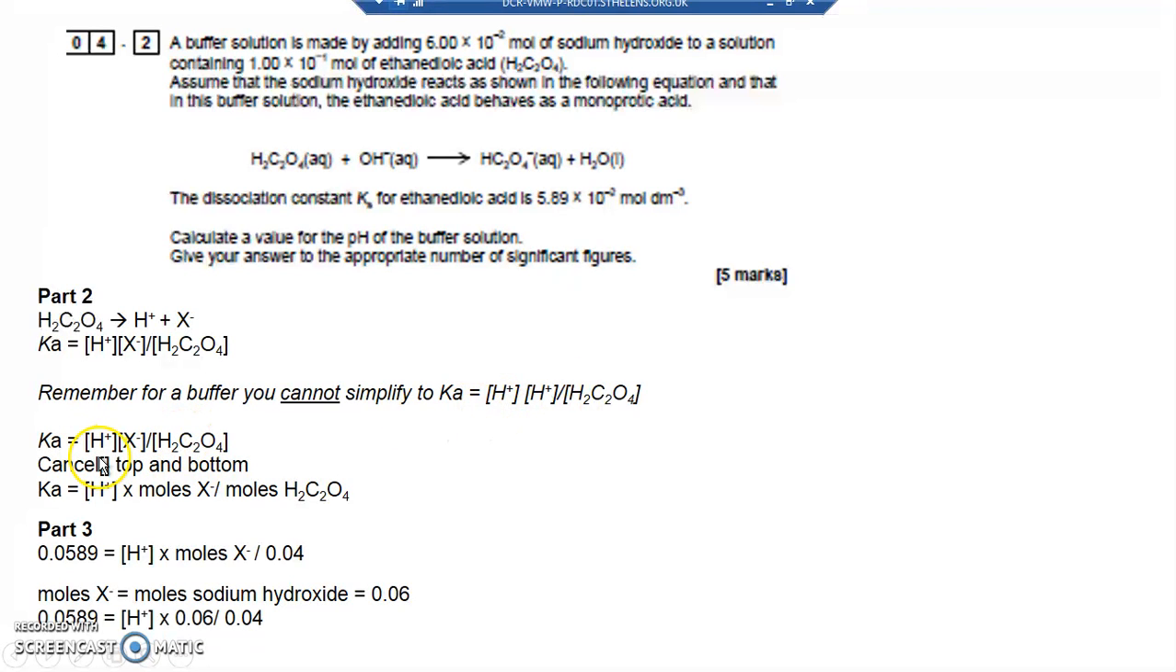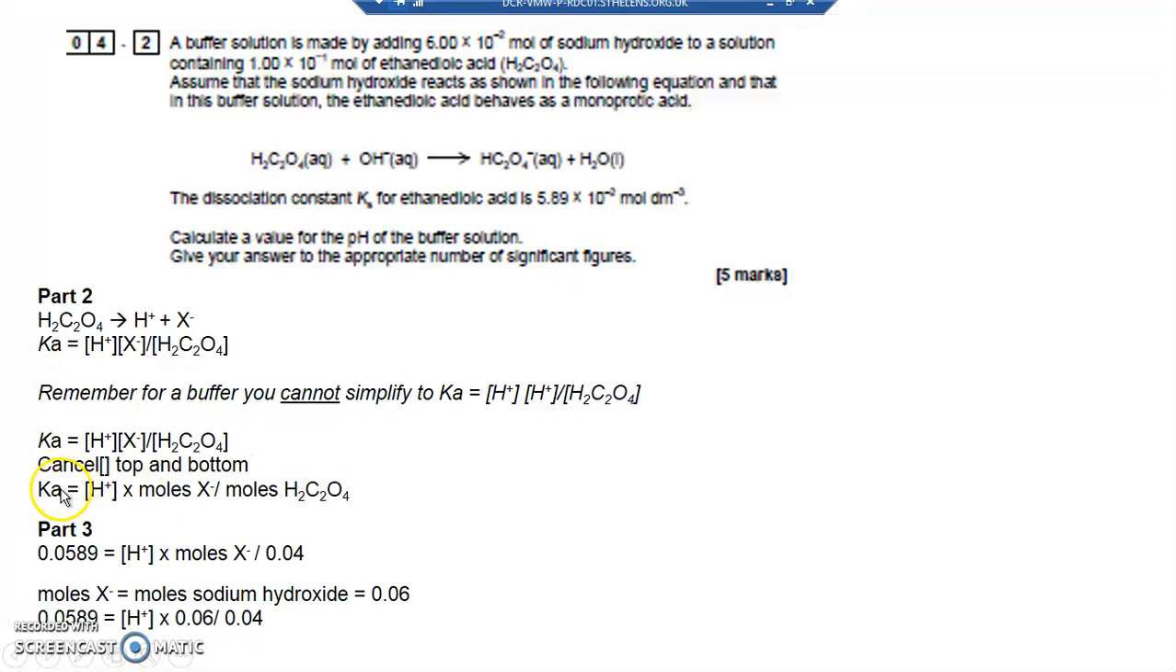The next step then is to cancel a square bracket top and bottom. So you can cancel the square brackets around the X minus and cancel the square brackets on the bottom around the ethane dioic acid. Just leave H plus with the square brackets. You can do that incidentally because to turn concentration into moles you'd have to divide by the volume, and you'd be dividing by the volume in both cases. So you can cancel both of those square brackets on top and bottom.